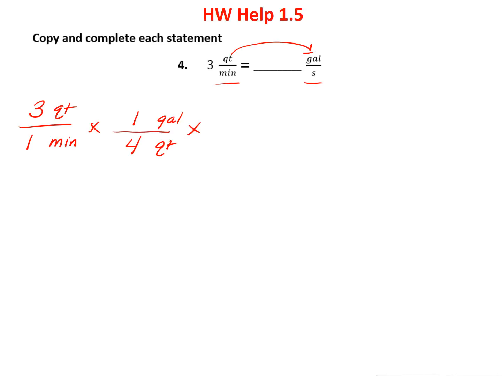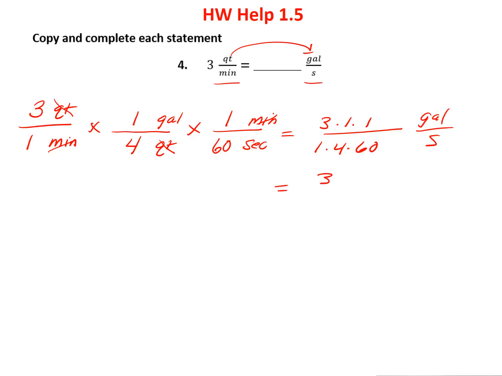And next we'll go from minutes to seconds. Now notice that minutes is on the bottom, and I want seconds on the bottom, and I want the minutes to go away. And so now the question is, how many seconds are there in a minute? Well, there are 60 seconds in 1 minute. And now you see I have my equation. Notice that when I multiply, the quarts will cancel out, the minutes will cancel out, and I'll simply be left with gallons per second. On the top, I have 3 times 1 times 1. On the bottom, I have 1 times 4 times 60.